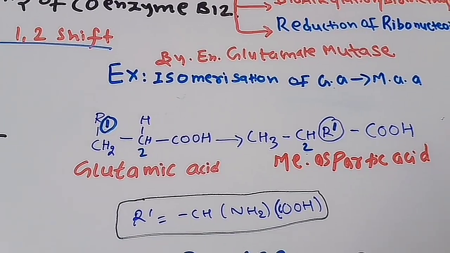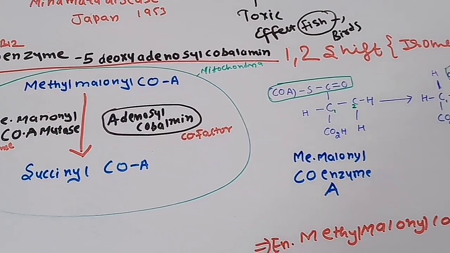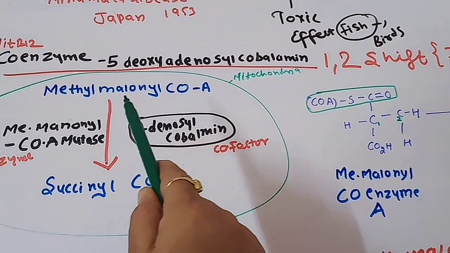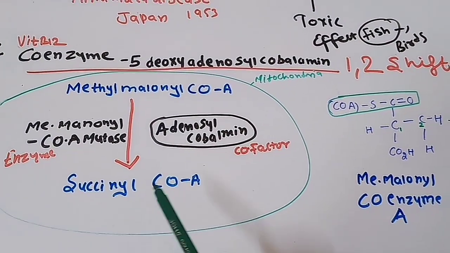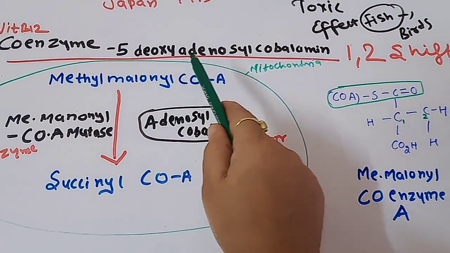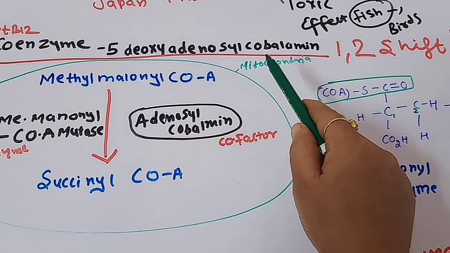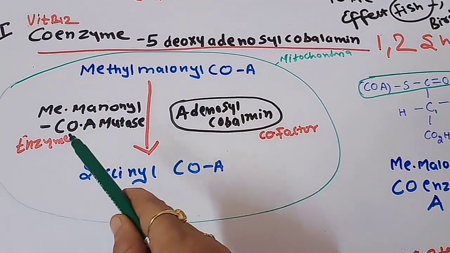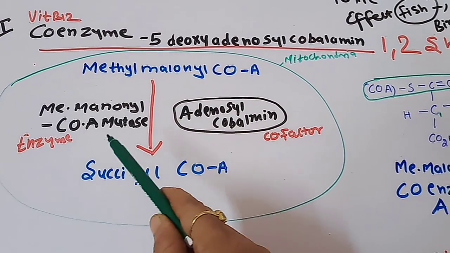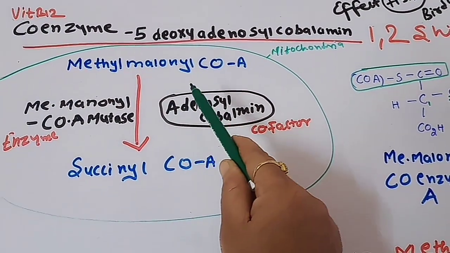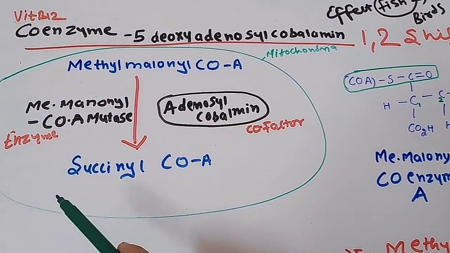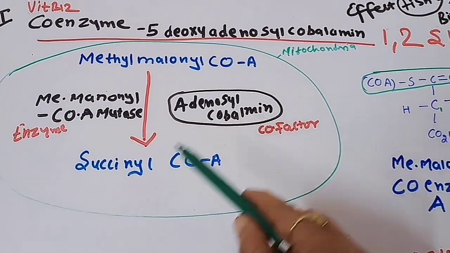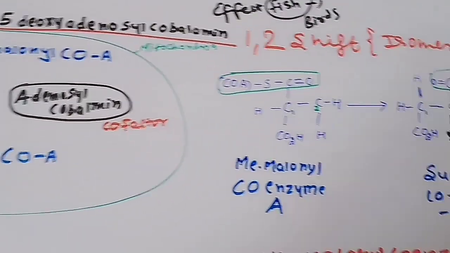Next is another example of the 1,2 shift isomerization: the conversion of methyl malonyl coenzyme A to succinyl coenzyme A. Here 5-deoxyadenosyl cobalamin will act as a cofactor, and methyl malonyl coenzyme A mutase will act as the enzyme. So methyl malonyl coenzyme A is converted to succinyl coenzyme A, and this whole reaction takes place in the mitochondria. Now let us see this reaction.